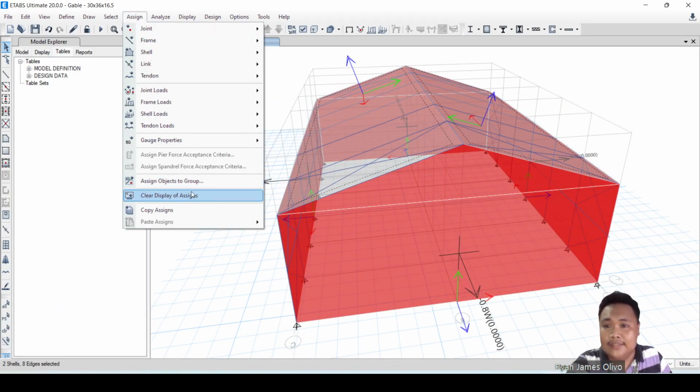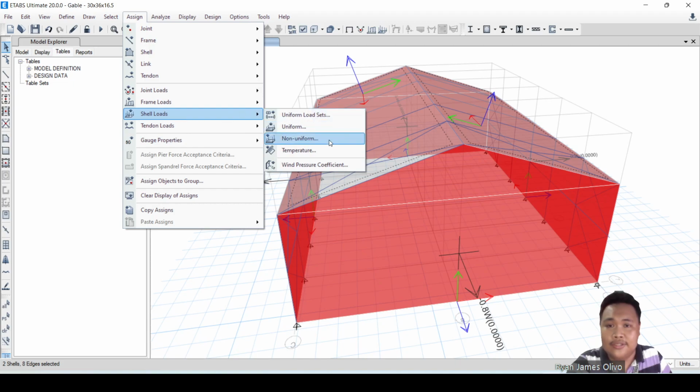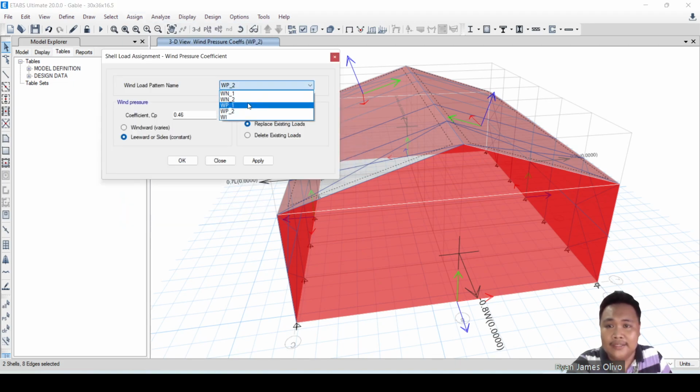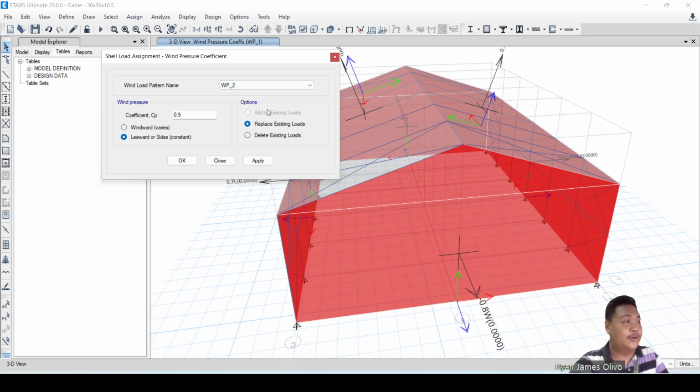So assign shell loads. So for WP1, that is still use leeward. Still use leeward for roof. Don't forget that, guys. Just use leeward for roof. So we have 0.90, so 0.90. So apply, okay. Then for WP2 or the load pattern number 4, wind parallel to the ridge, that is 0.18. So 0.18, we apply, click previous selection, then we click apply.